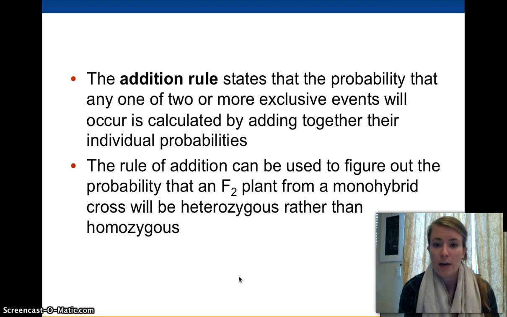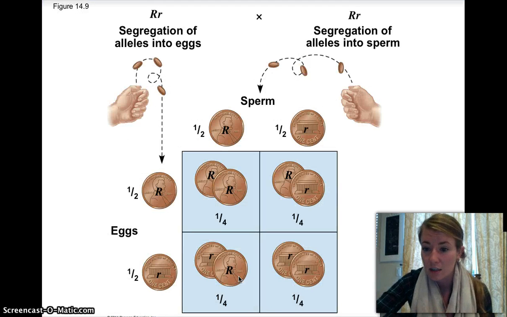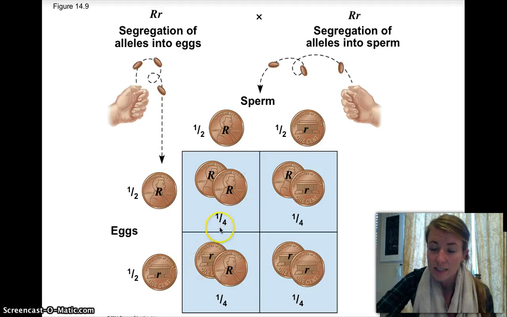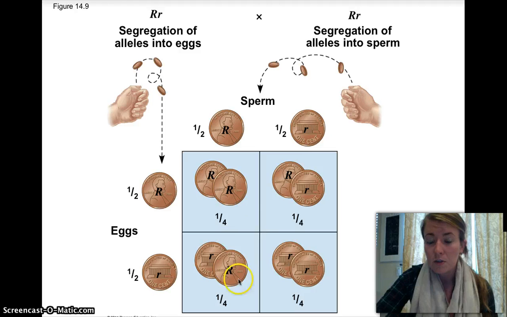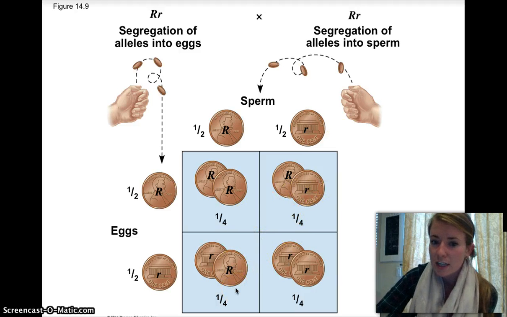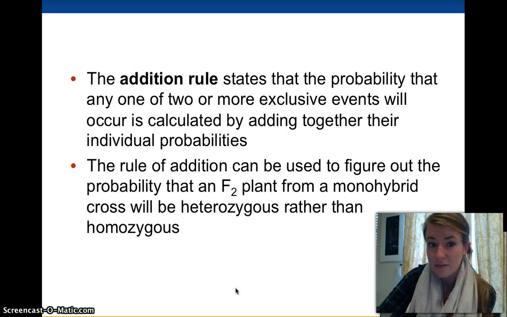Now, the addition rule comes into play when any one of two or more exclusive events that will occur is calculated by adding together their individual probabilities. That's a little confusing. Basically, if you're going to be big R, little r, you could either be big R from dad, little r from mom, or little r from dad, big R from mom. It doesn't matter. It's not going to affect you. So you could have this quarter chance or this quarter chance. So overall, your chance of being heterozygous is half.